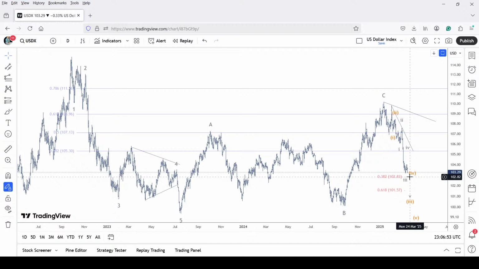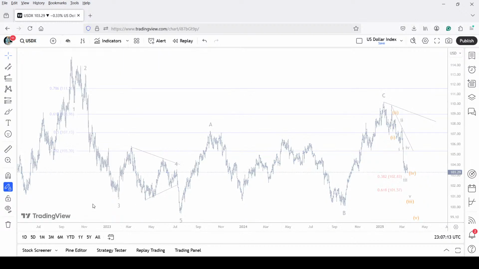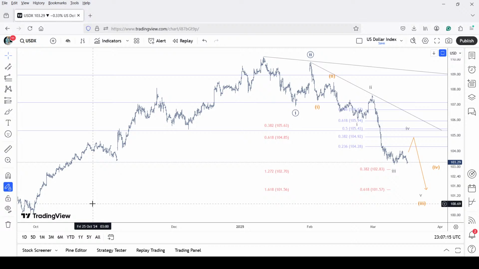So that's the scenario and the larger degree picture of the dollar index. It continues to remain absolutely bearish. It's a definite sell on rallies or potential sell on rallies call in the dollar index, vis-a-vis a buy on dips call for the Euro USD.